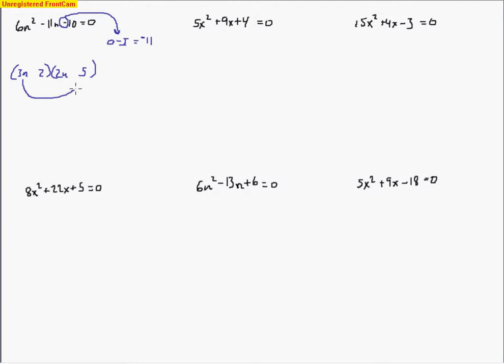And so I'm checking these outside-inside terms to see if they subtract to make 11. Well, this is 4, and this is 15, and they will subtract to make 11. Now, to make a negative 11, we make the 15 negative. So put the minus sign here and the plus sign here.